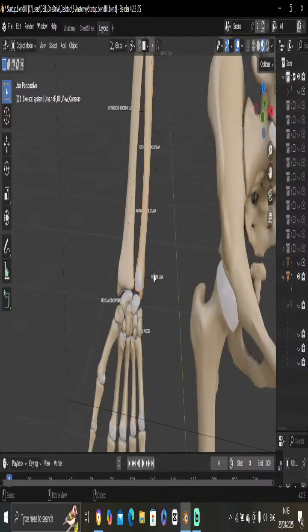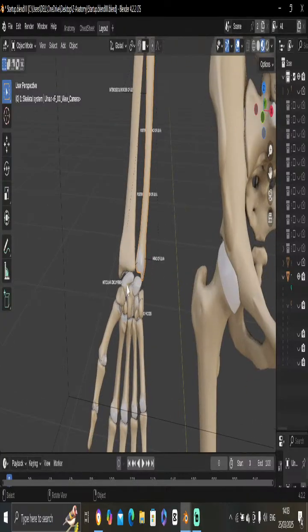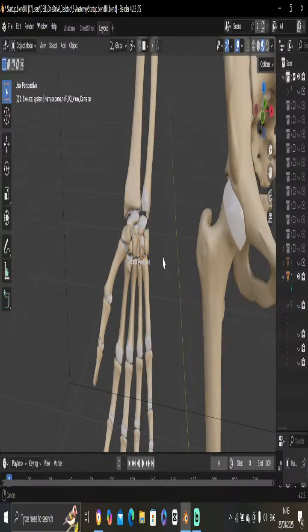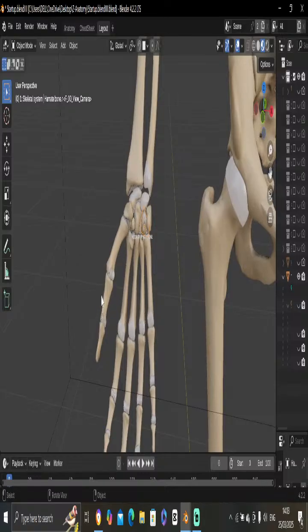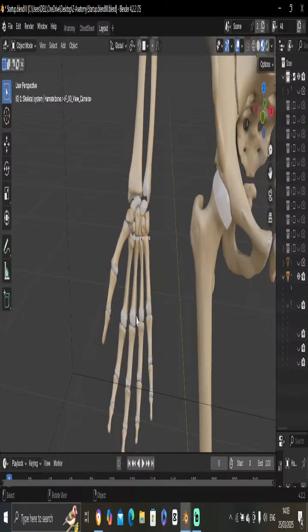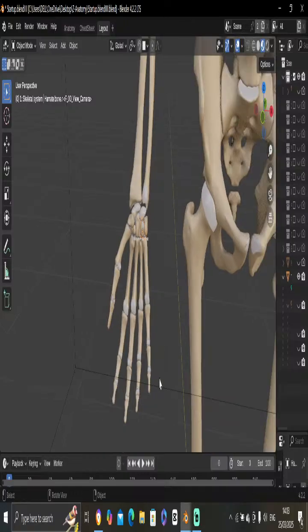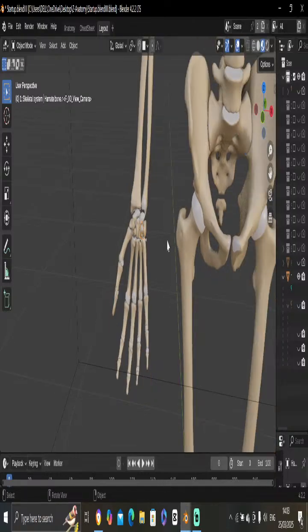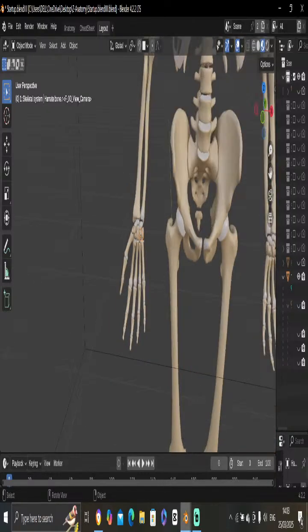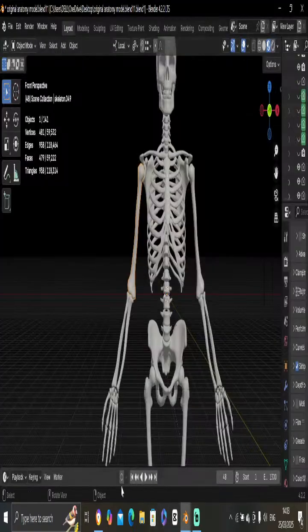We have 8 of them in total. So we have the scaphoid, the lunate, the triquetrum, the pisiform, then the trapezium, the trapezoid, the capitate, the hamate. Then we have the 5 metacarpals, which make up the bone of the palm, and the phalanges, which make up the bone of the fingers. So let's dive into this osteology, and it's going to be an interesting and educative one.